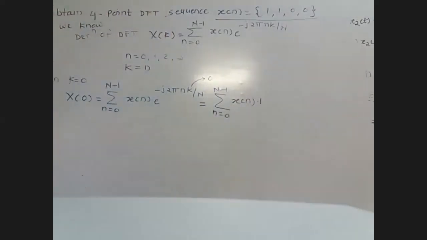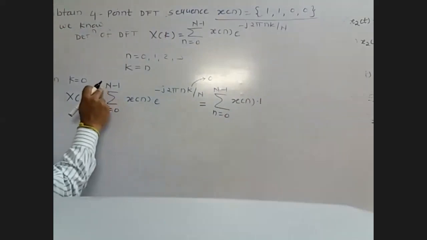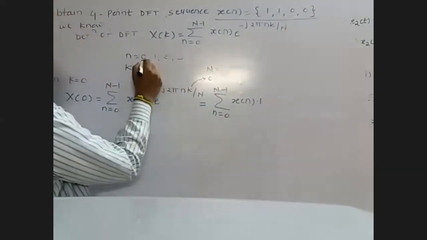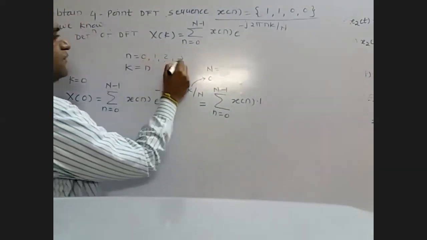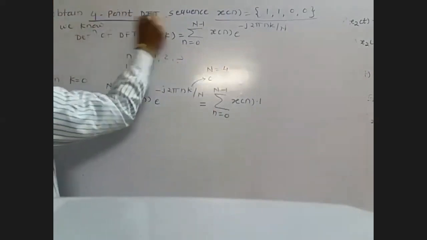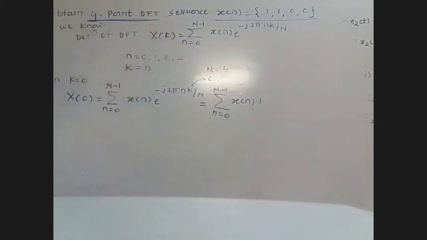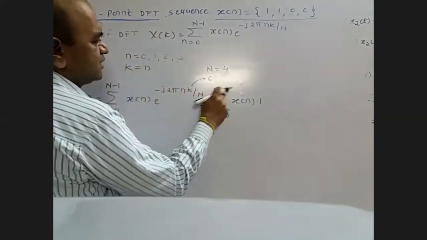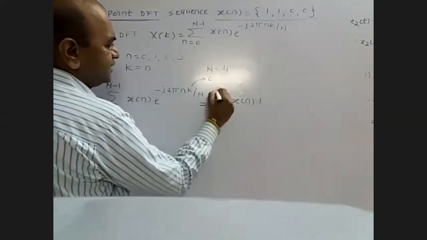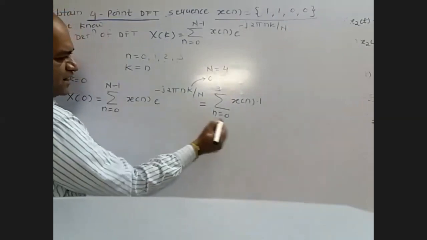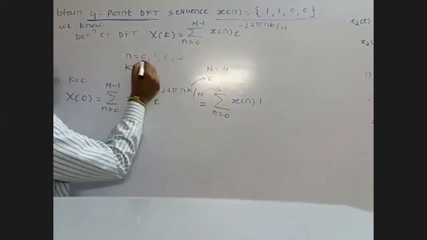And here, what is the value of N? N depends on these bits 1, 2, 3, 4, so it is a 4-point DFT sequence. This is already given in your problem, so the value of N is 4. Replacing N with 4, 4 minus 1 becomes 3. So n is varying from 0 to 3.